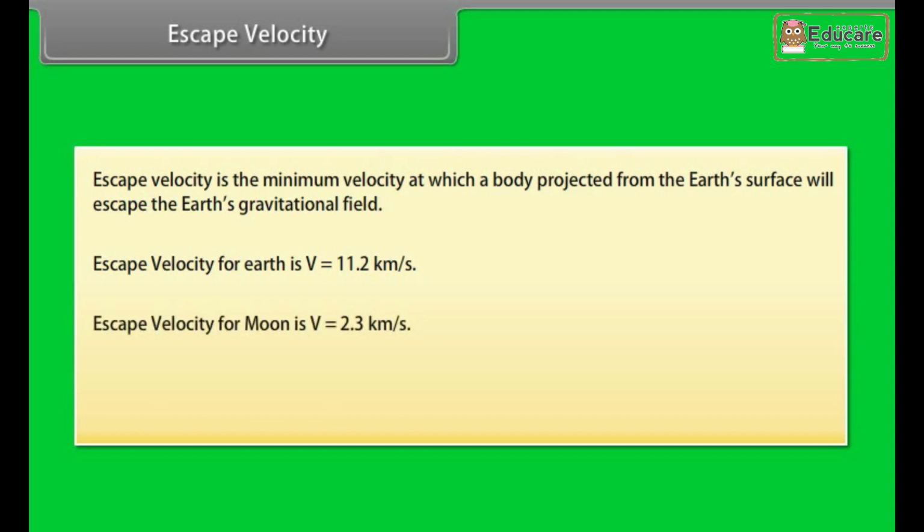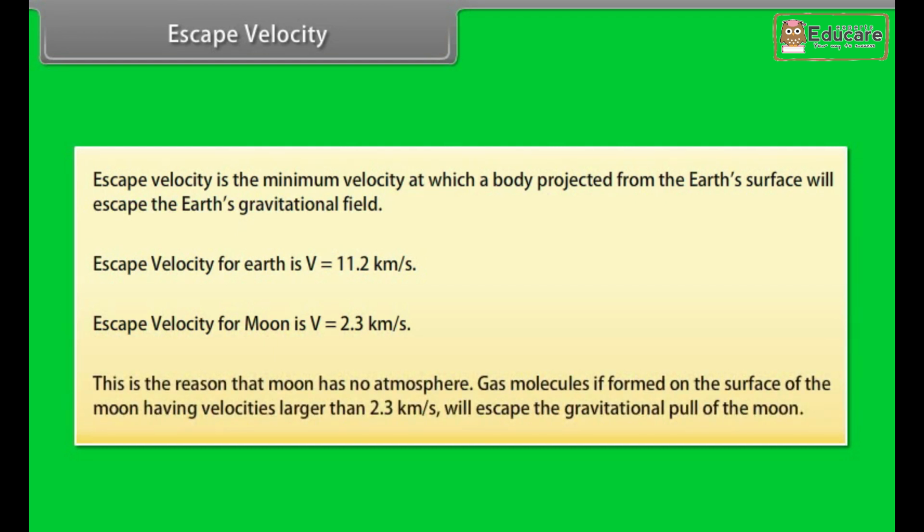Escape velocity for Moon is v is equal to 2.3 km per second. This is the reason that Moon has no atmosphere. Gas molecules, if formed on the surface of Moon having velocities larger than 2.3 km per second, will escape the gravitational pull of the Moon.